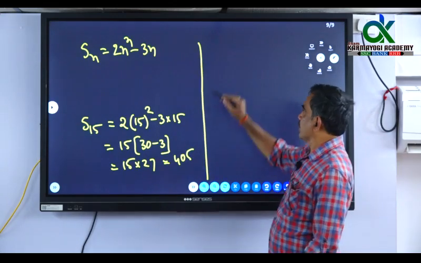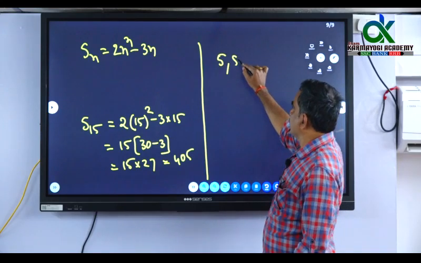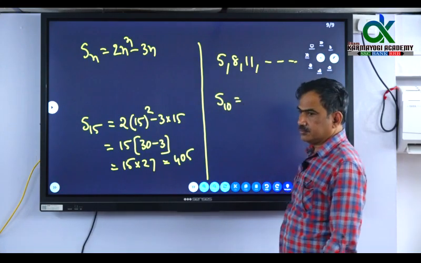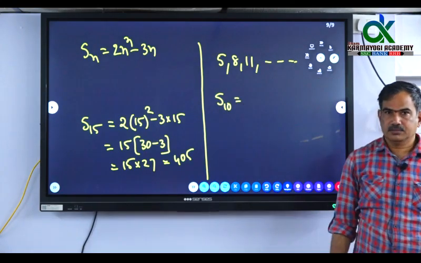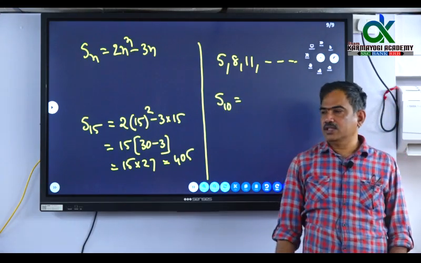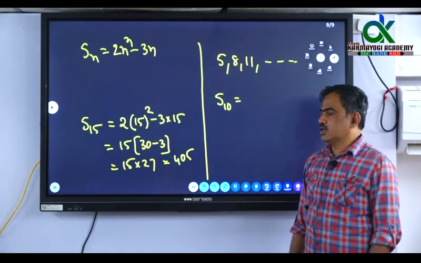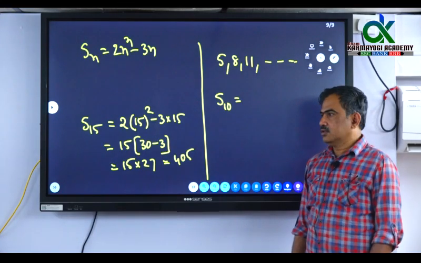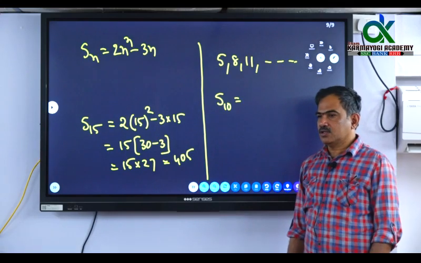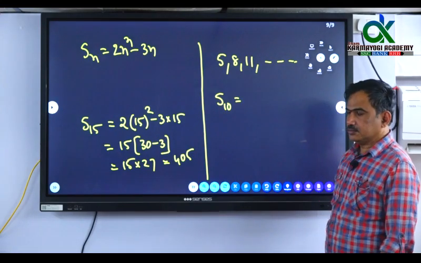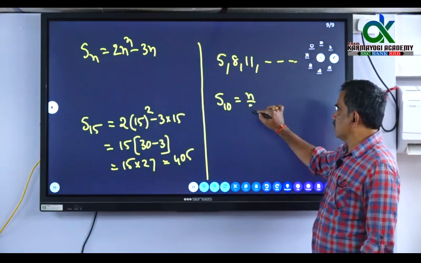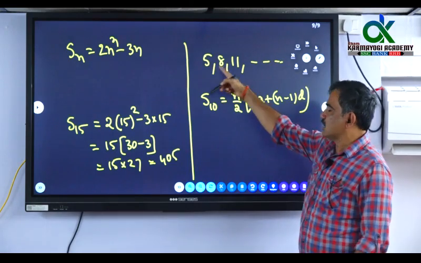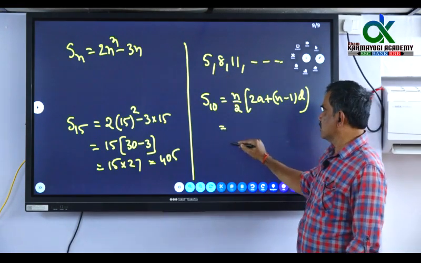Next question: 5, 8, 11 and so on, find the sum of 10 terms. Which formula is applicable for this to get the answer? Sn is equal to n by 2 into (2a plus (n minus 1) into d), because the common difference is known, and the first term is also known.